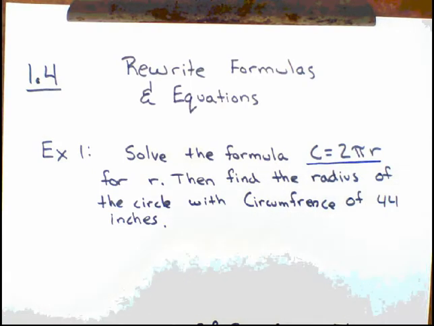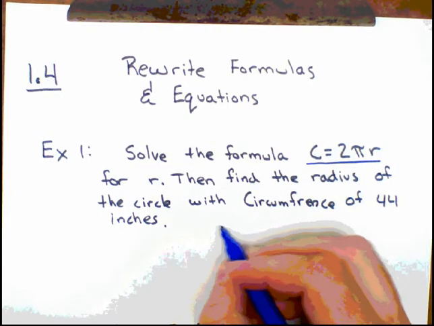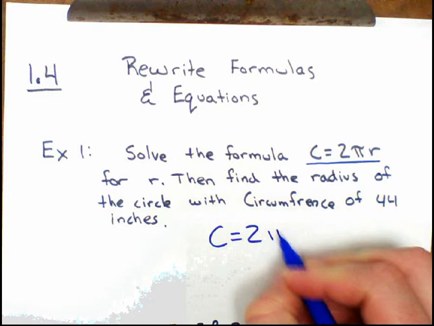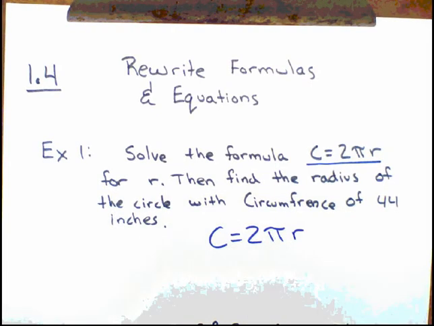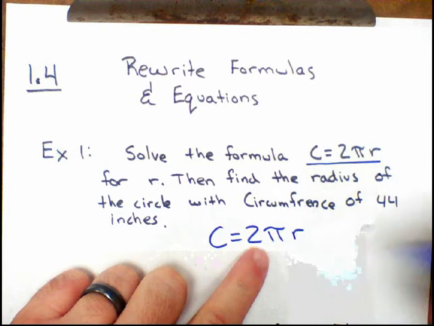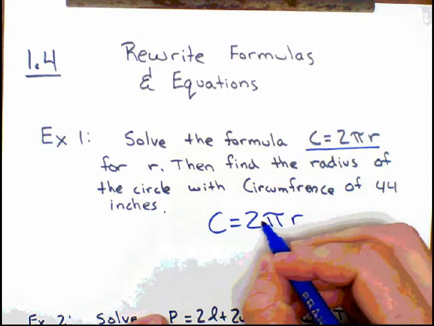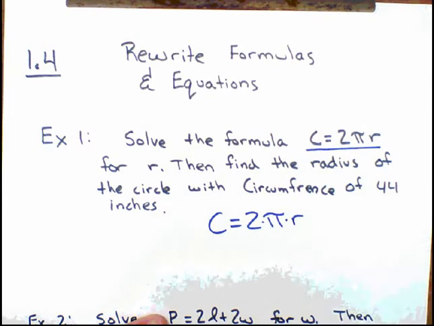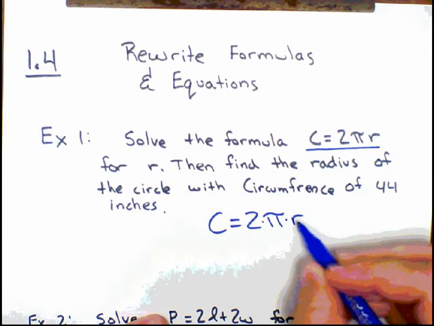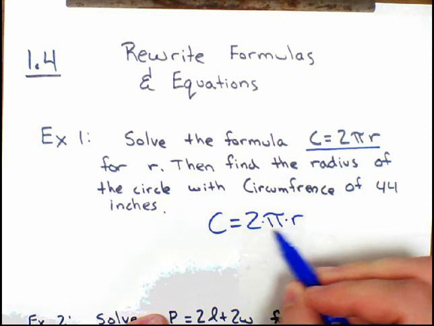then find the radius of the circle with the circumference of 44 inches. So first thing we want to do is take this equation, C equals 2 pi r, and solve. A lot of times people will have a hard time with these because there's a lot of variables and a lot of different things going on. But if you look at this, this is just 2 times pi times r. And if we're trying to isolate the r, we want to move the 2 and the pi.